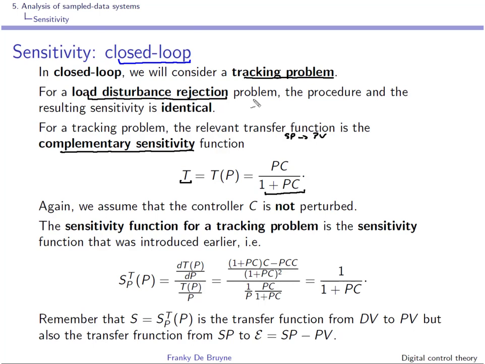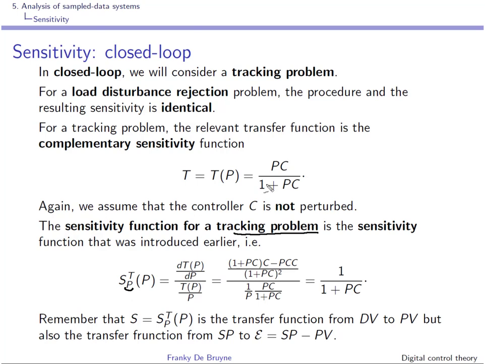Then the relevant transfer function would be the one that goes from DL to PV, and it would be P over 1 plus PC. But you can do the same exercise and you will see that the resulting sensitivity will be identical. I'll leave this to you as an exercise. We can now have a look at the sensitivity function for the tracking problem. The function that we are considering is the complementary sensitivity function, and we look at what happens if there are variations in the process.